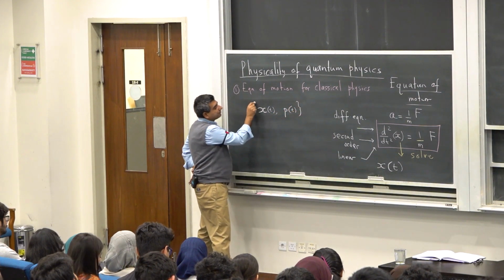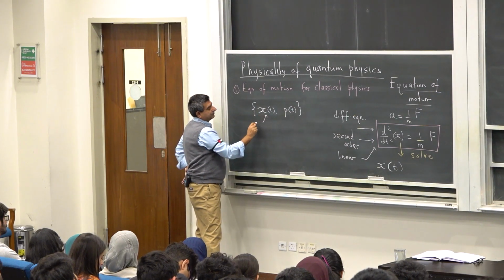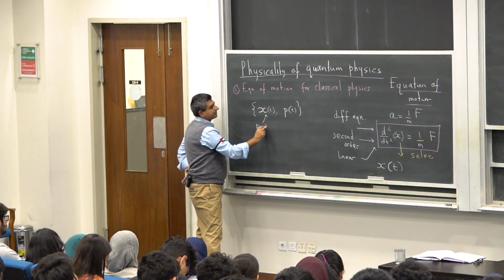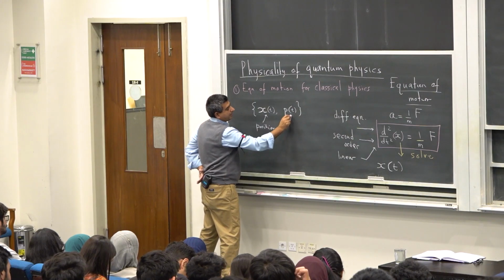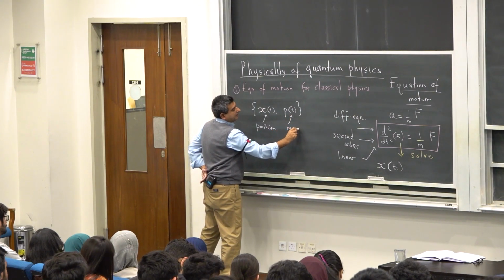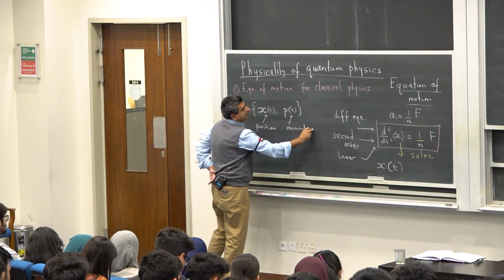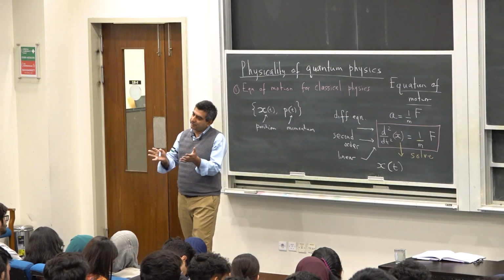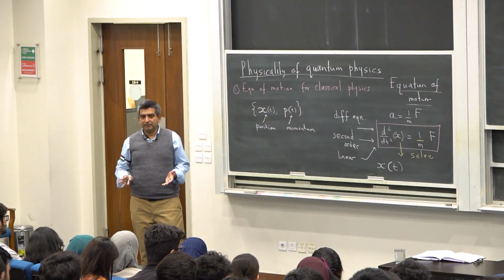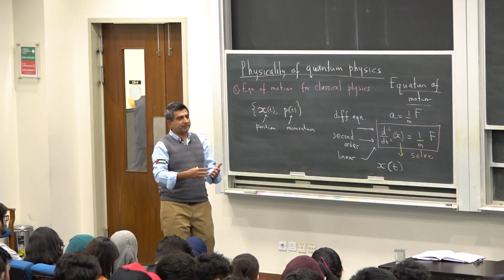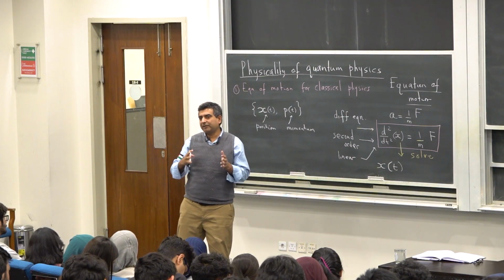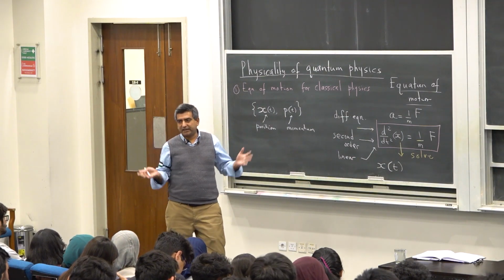So if I look at the position and the momentum as a pair, then these variables define the state of the system. If I knew the position and the momentum, I can tell all that is to be known about the mechanical state of the system.